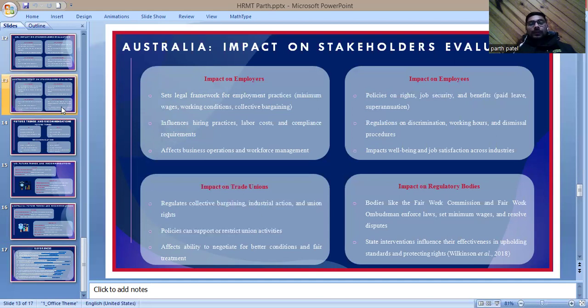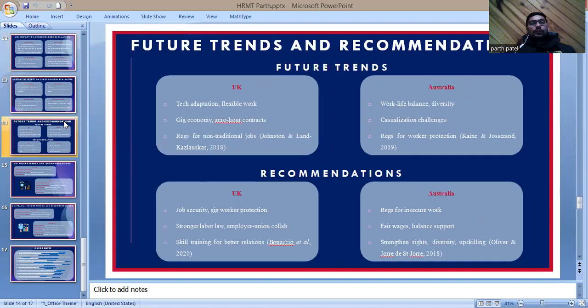Impact on regulatory bodies. The regulatory bodies, such as the Fair Work Commission and the Fair Work Ombudsman, establish governing labor laws and determine the minimum wages, etc. Their interventions are influential in upholding standards and protecting the rights. Next, future trends and the recommendations.